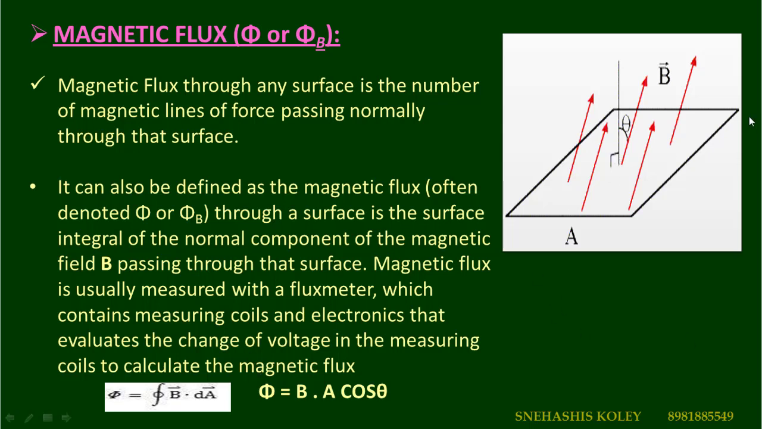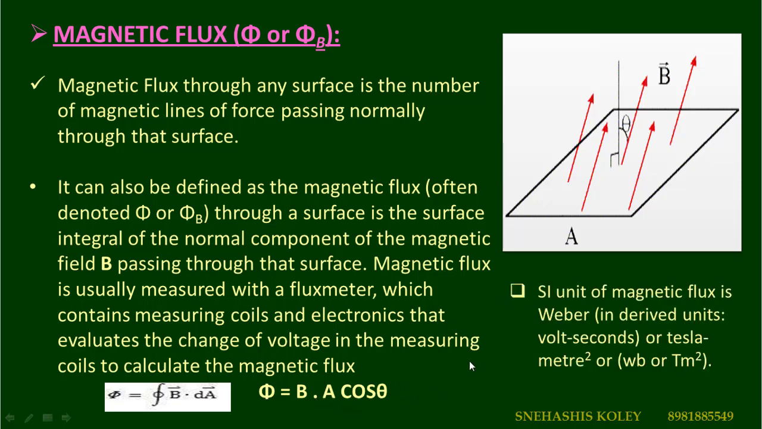As in this figure, the magnetic field lines are not normal to the surface, as here the magnetic field lines make an angle theta with the area vector. So to measure the flux, we use the formula B dot A, that is BA cos theta. The SI unit of magnetic flux is Weber or Tesla meter square.